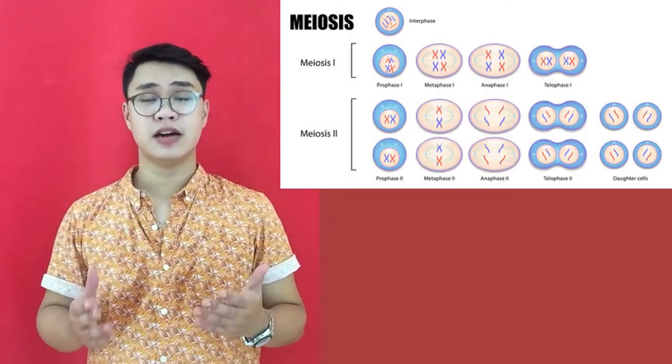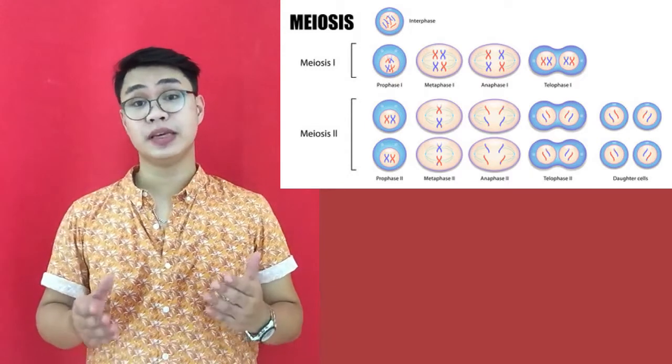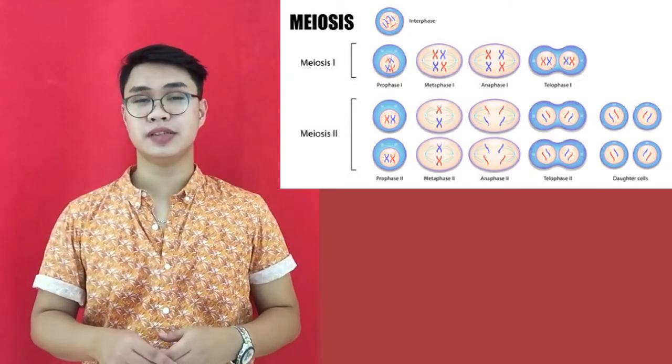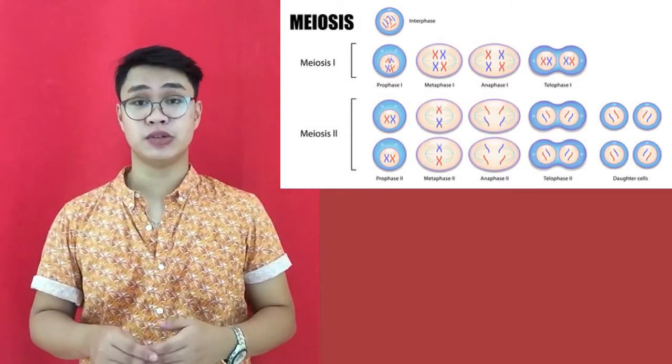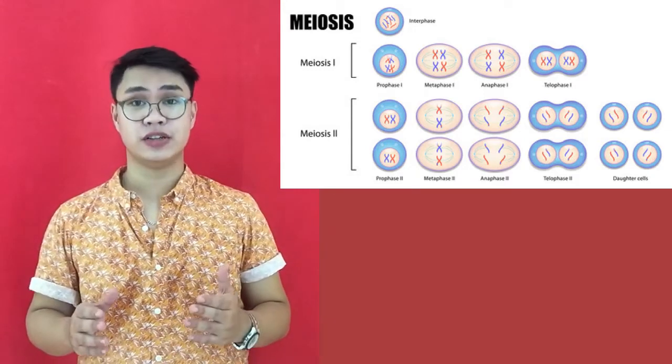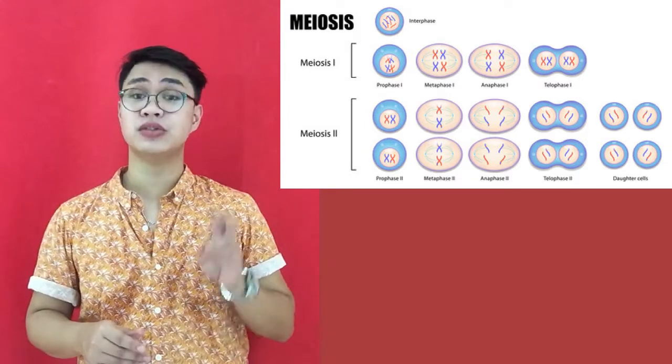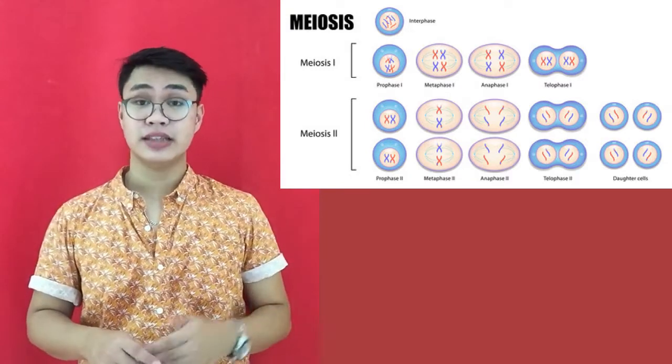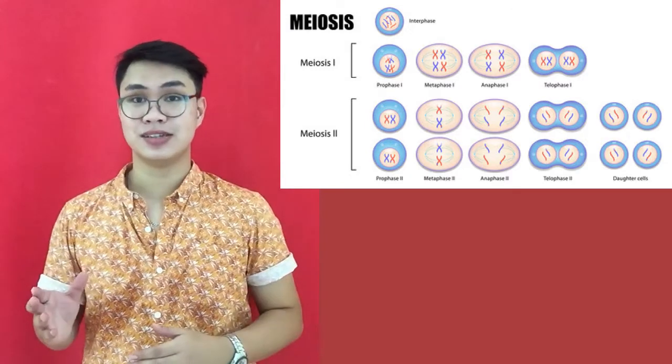Meiosis is a form of cell division by which gametes, sex cells, or germ cells with half the number of chromosomes are produced. Meiosis is also called reduction division because it undergoes two general stages, the meiosis 1 and the meiosis 2. What is fertilization?